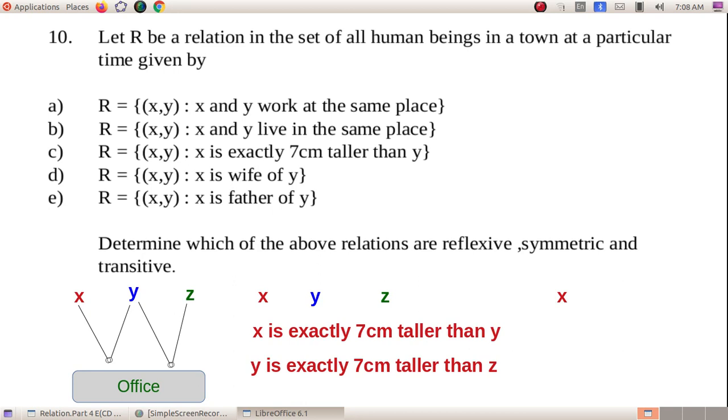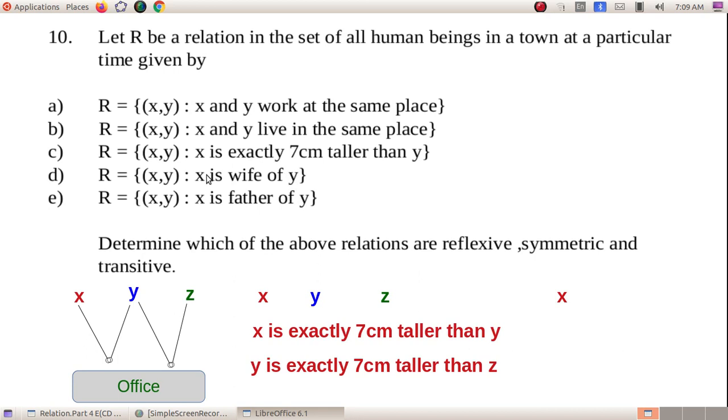What about symmetry? Suppose X is wife of Y. Can Y be a wife of X? No. When X is wife of Y, Y is husband. Y is a gentleman. He cannot be a wife of X. Clear? Hence the relation is not symmetric.